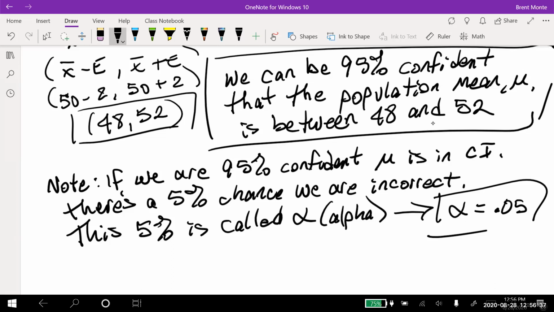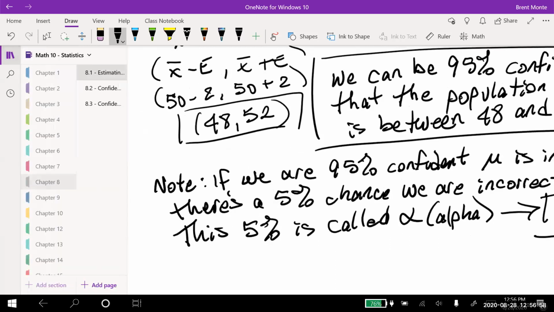We make this statement about the population mean. Well, there's a 5% chance it's really not in that interval, but we're 95% sure it is. So we have a high probability, or high confidence, that it is. Okay, so that's the idea of section 8.1. Let's jump into 8.2 and we'll actually do a problem.